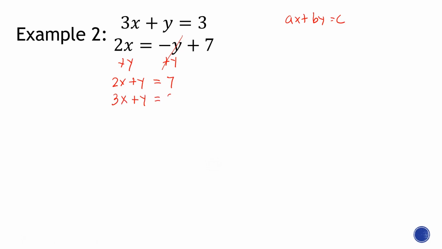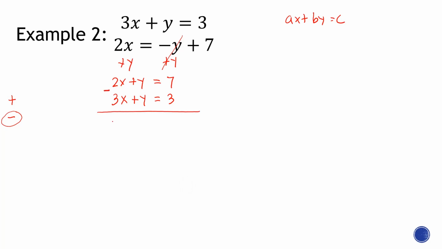The next thing we will do is ask ourselves: are we going to add or subtract the terms? So let's try the addition first. 2x plus 3x, will that be equal to 0? No. How about y plus y? Will that be equal to 0? No. So we will not use this one. How about the subtraction? 2x minus 3x, that's negative x. y minus y, will that be equal to 0? Yes. So that means we will subtract the terms here.